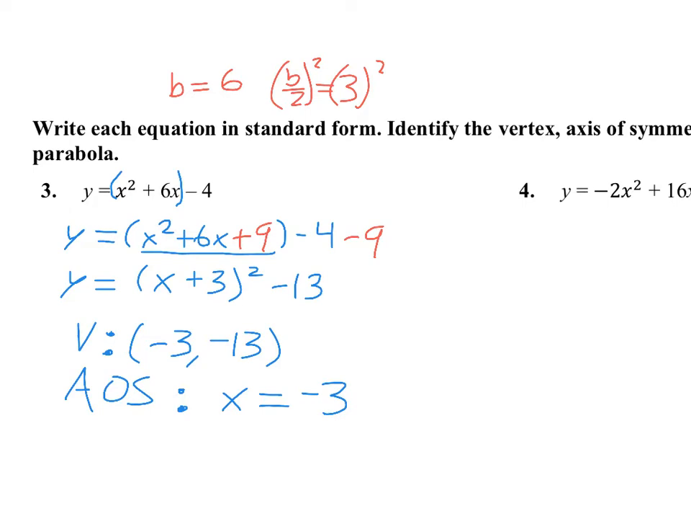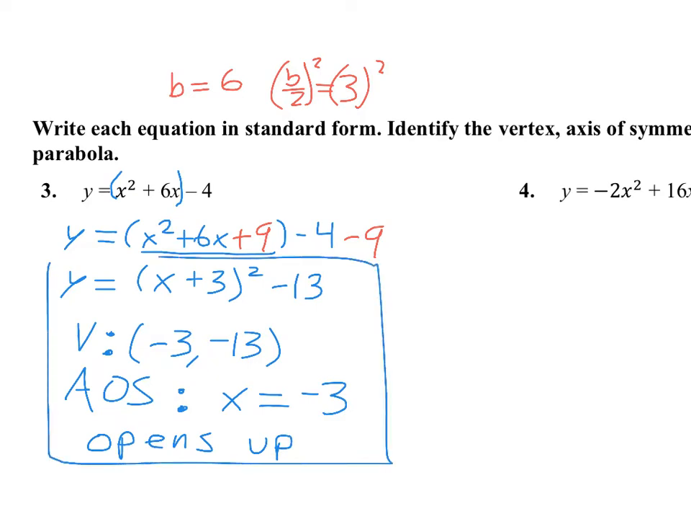Then we have to say whether the parabola opens up or down. So what you do is look at the a value. The a value was 1. Whenever the a value is positive, it opens up. Well, I should say, whenever the a value is positive, it opens up or to the right, but we haven't learned about sideways parabolas yet.